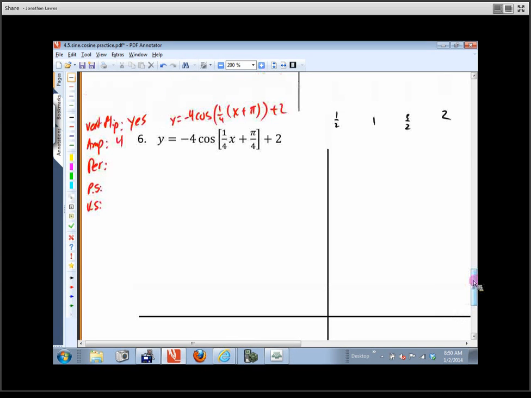So can you tell me what the period is? Remember, the new period is the old period divided by the period change factor. What's the period change factor here? 1/4. If you take 2 pi and divide it by 1/4, you flip that over and you end up with 8 pi. 8 pi is the period. This really stretched it out. It normally does a cycle in 2 pi. It takes 8 pi, 4 times as long to make that same shape. Is there a phase shift? Negative pi. And a vertical shift? Up 2. Okay? All right.